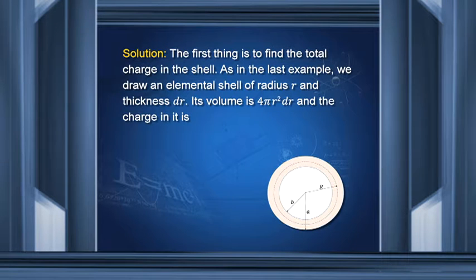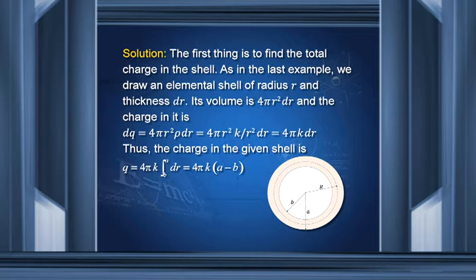So, the calculation is quite simple. The charge on the shell dq is 4 pi r squared rho times dr. Rho has value k by r squared, and r squared cancels. So, we have 4 pi k dr. Thus, the charge in the given shell is the integral from b to a, so it is 4 pi k times the integral of dr, which is r with limits from b to a. So, it gives 4 pi k into a minus b. That is the charge on the whole shell.